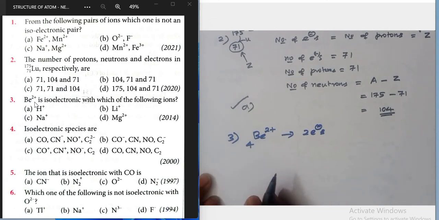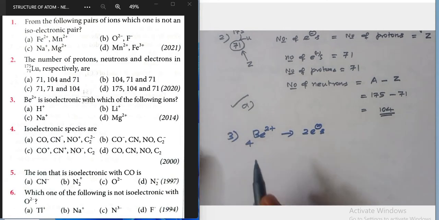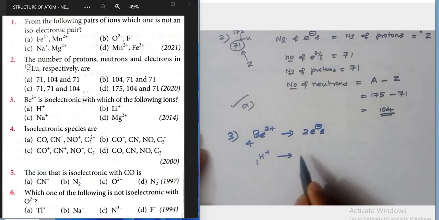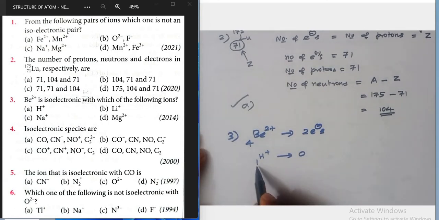Now among the given species A, B, C, D, you need to identify which one has 2 electrons. In option A, H plus is given. H plus atomic number is 1. Therefore number of electrons is 0, because 1 minus 1 is 0. In option B, lithium plus is given. Lithium atomic number 3, 1 plus charge is there. So 3 minus 1 is 2 electrons.